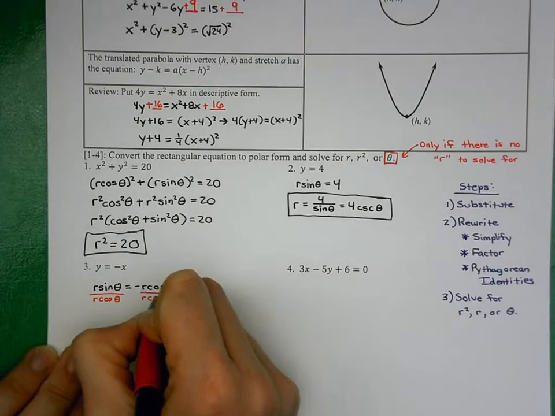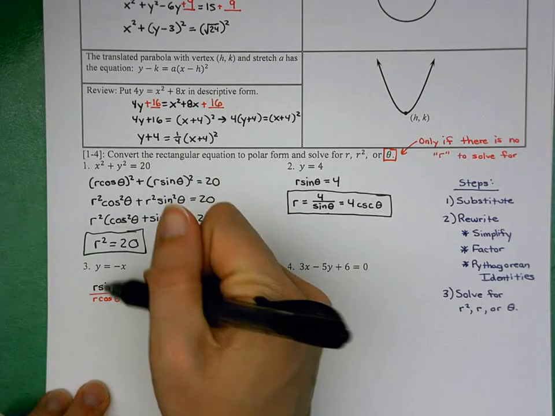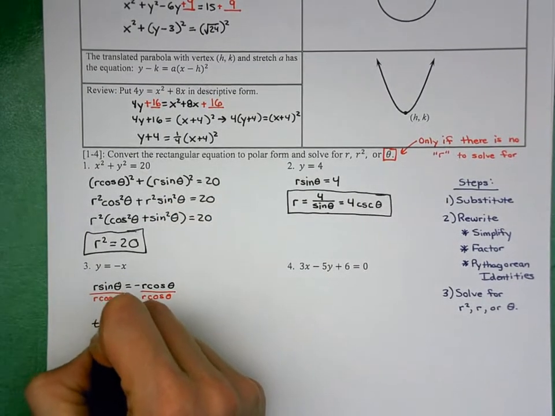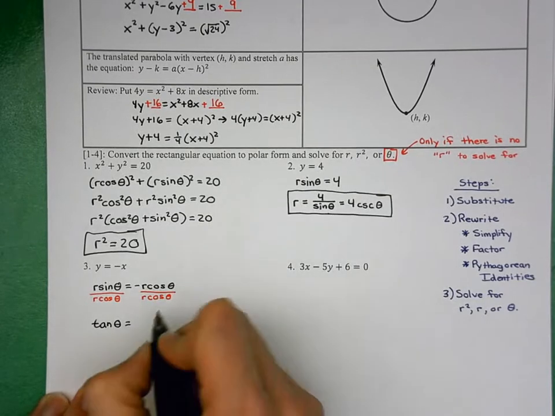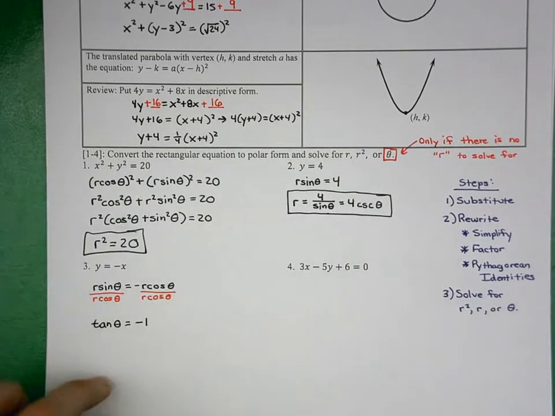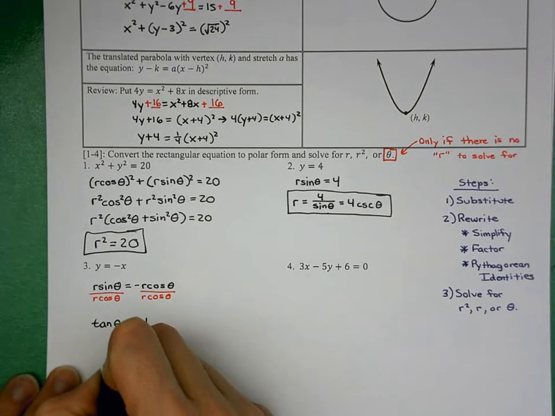Okay. And so the r's are going to cancel. Sine divided by cosine is tangent. And then the r cosines are going to simplify to -1, which tells me that I'm now going to be solving for theta in this particular case, because I obviously don't have another r, and so there's no r to solve for. So the question is simply, if tangent theta equals -1, what would theta equal? So go ahead and take a moment.